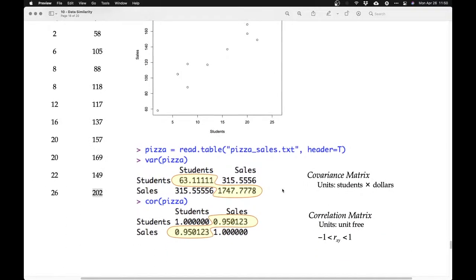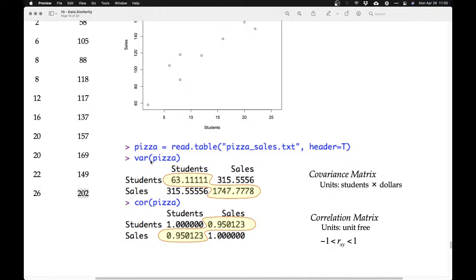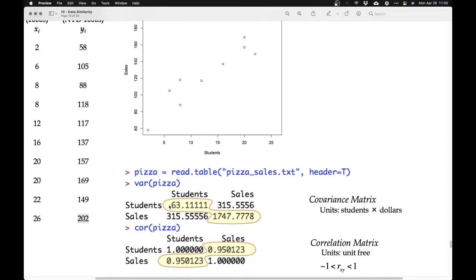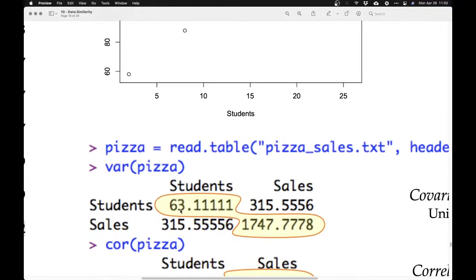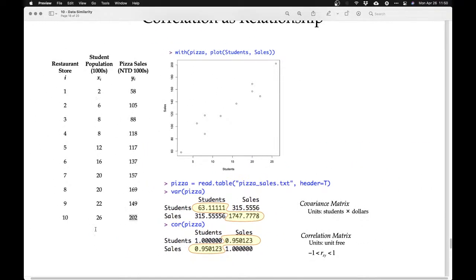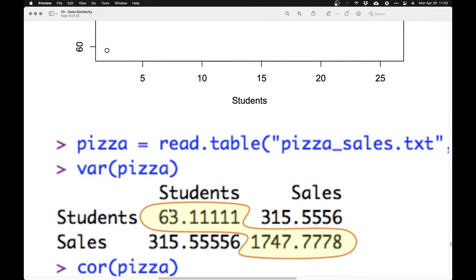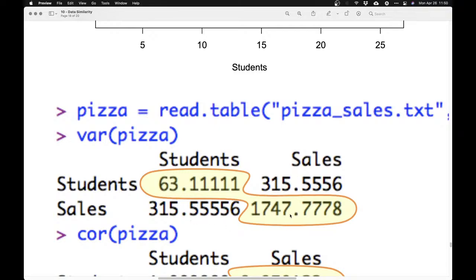I can read this data and perform a variance analysis. I can ask, what's the variance of this data? It would tell me the variance of students, that's the variance of this column. The variance of students is 63 point something. The variance of sales is 1,700 something. That's a variance function in R.